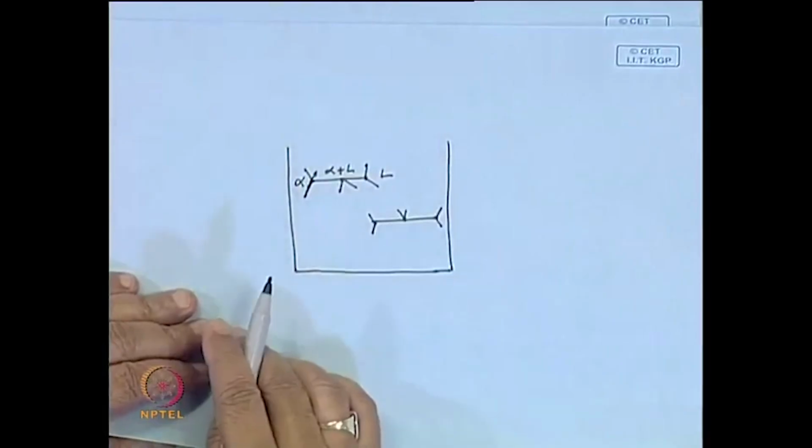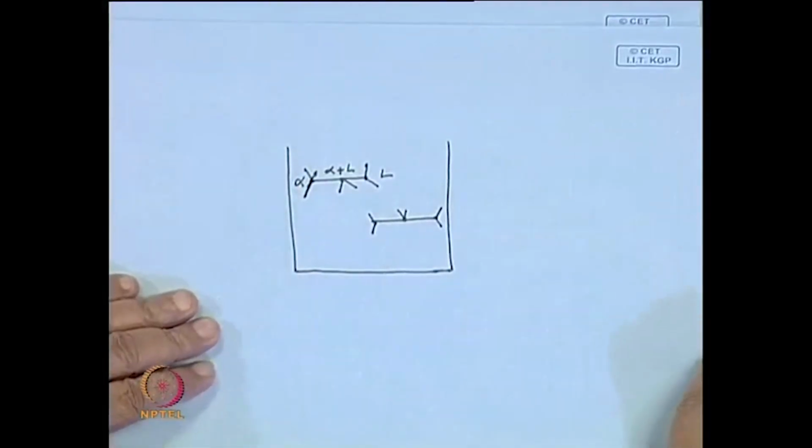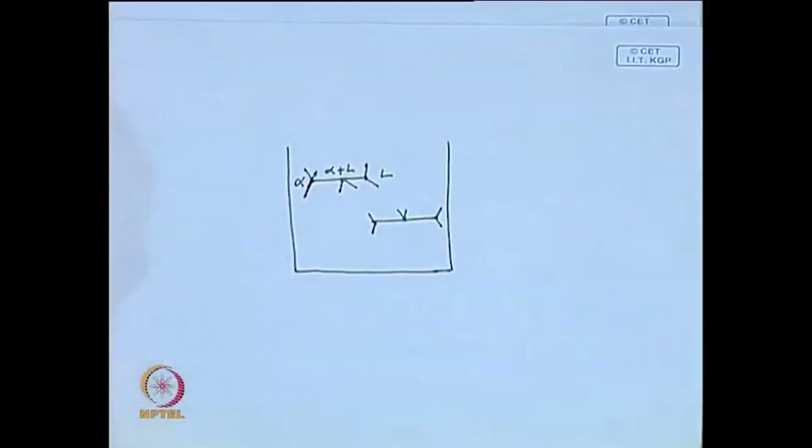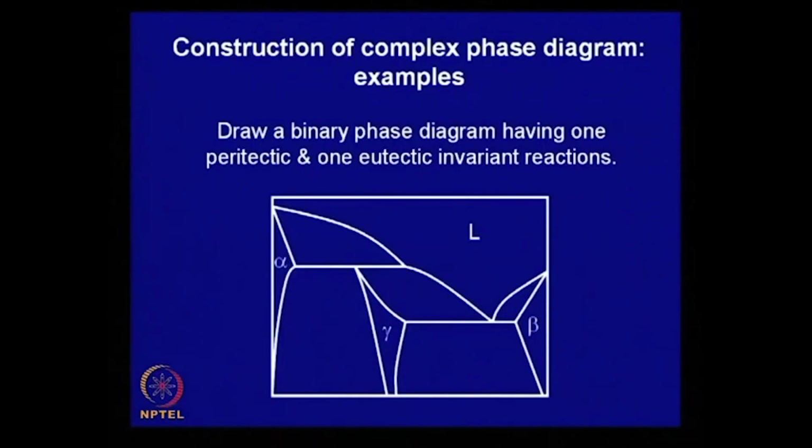So, some of these rules you follow, and then it is possible to construct the diagram, which is shown here. In this particular case, this is pure A, this is pure B, this is liquid, this is one terminal solid solution alpha, and this is a peritectic reaction, alpha reacts with liquid giving you an intermediate solid solution gamma, and this is a terminal solid solution beta, and you have a eutectic reaction isotherm over here.